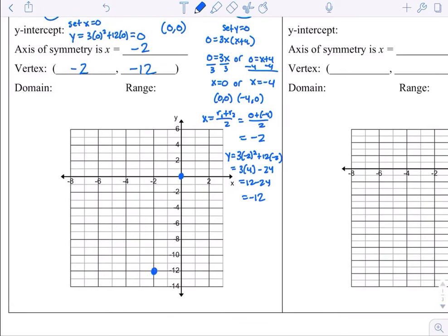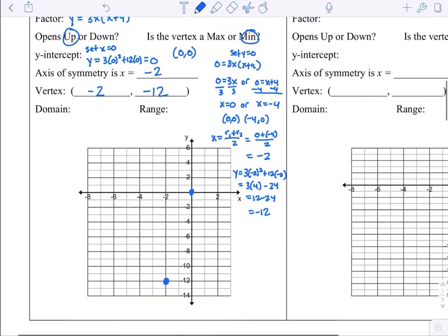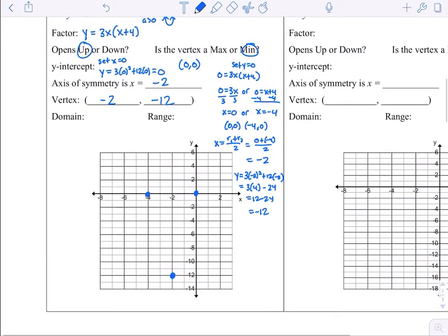Right there, and might as well plot our roots, which were at (0, 0) and (negative 4, 0). Let's get our axis of symmetry, which is also at x equals negative 2. And let's graph. There's your graph. Domain: how far left is this going? Negative infinity. How far right? Positive infinity. Range: how low is this graph? All the way at negative 12. How high does this graph go? Positive infinity.